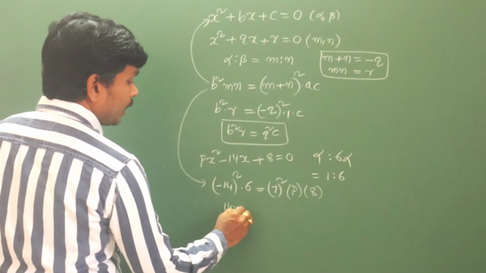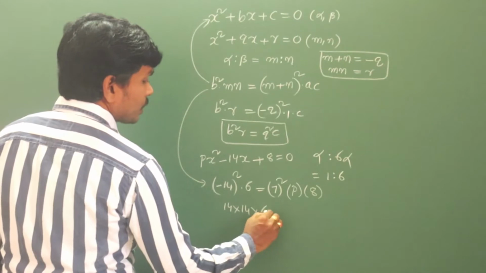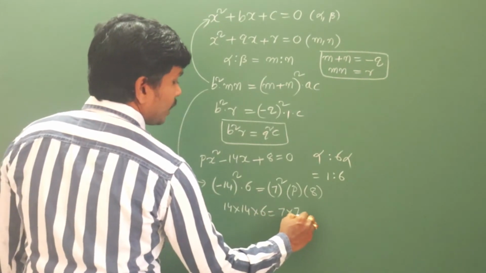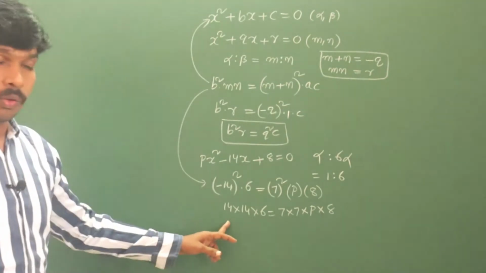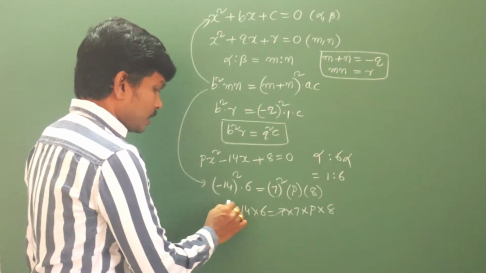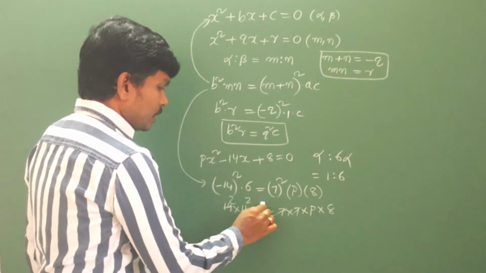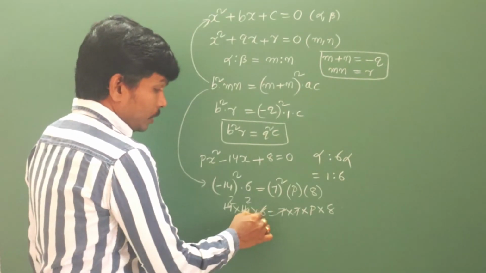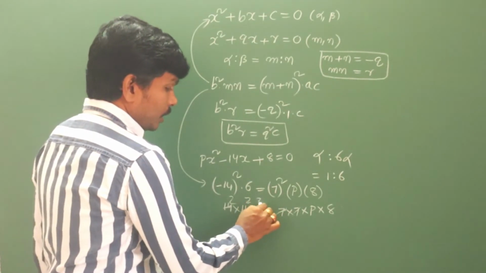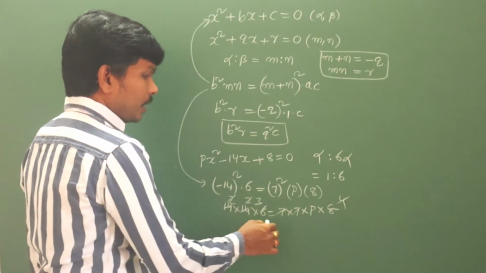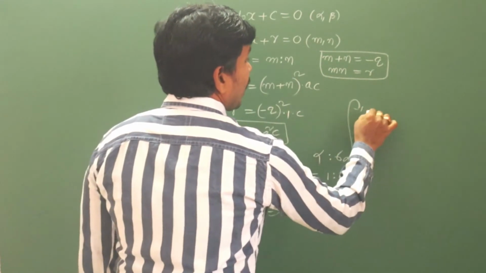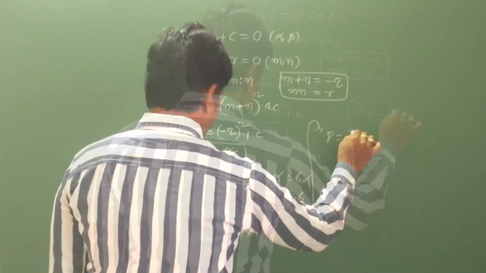So do the cancellation, then the problem will be easy. 14 into 14 into 6 equal to 7 into 7 into p into 8. Cancellation is possible. 7 ones are 7, 2 sevens are 14; 2 threes are 6, 2 fours are 8, so 4 gets cancelled. Your p value is 3.